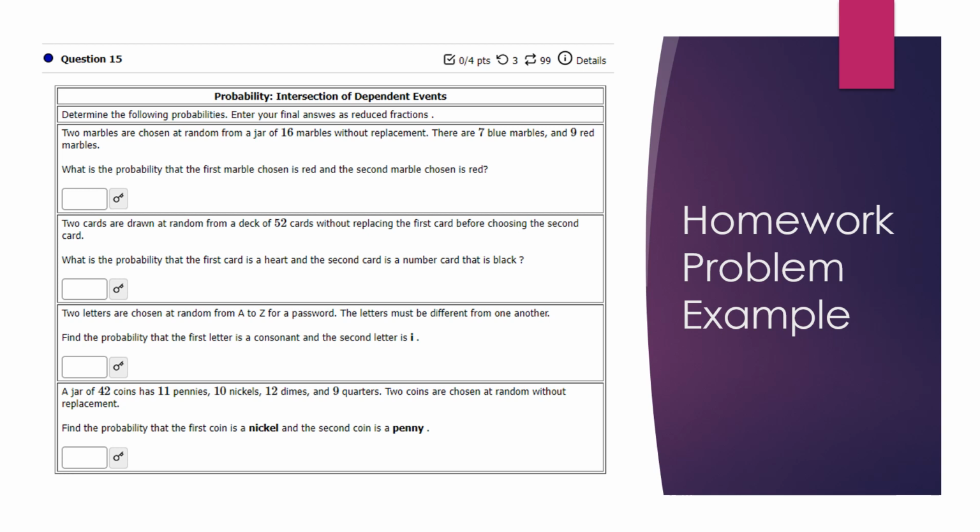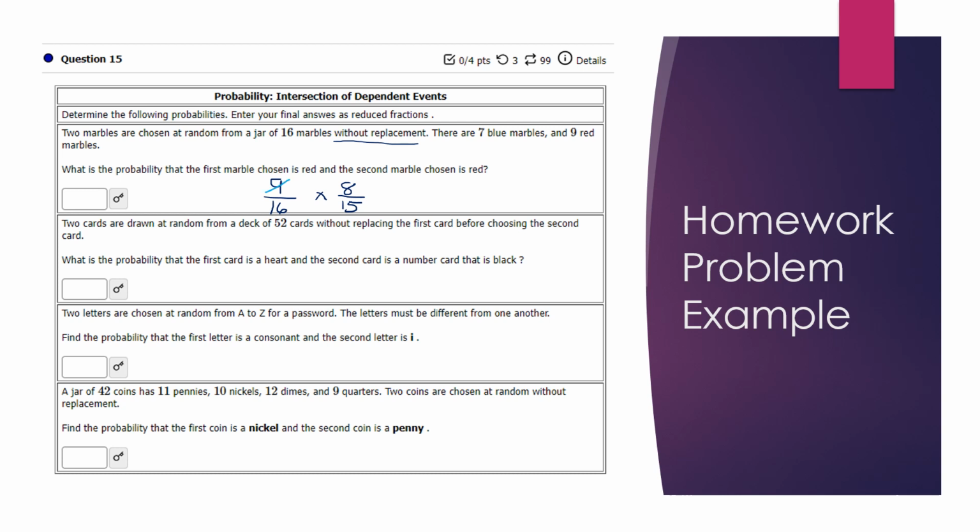2 marbles are chosen at random from a jar of 16 marbles without replacement, which means, of course, what happens the second time will depend upon the first event. There are 7 blue marbles, 9 red marbles. What is the probability the first one is red? Well, we start out with 9 red marbles and 16 total. Then the second marble being red, well, there's now only 8 left out of 15. And again, I want to simplify these before I multiply.